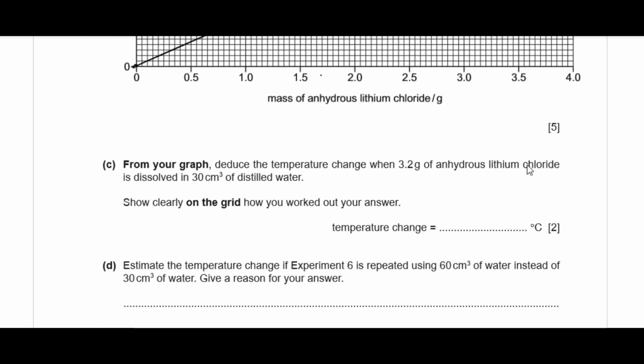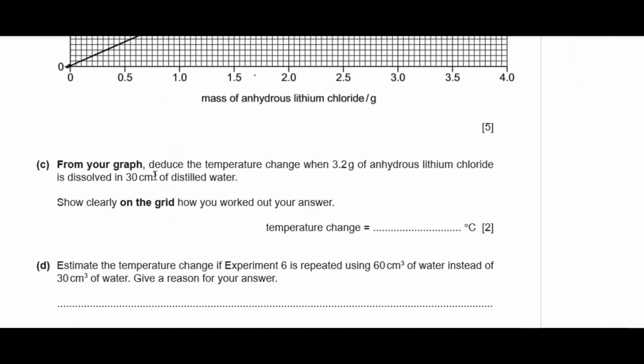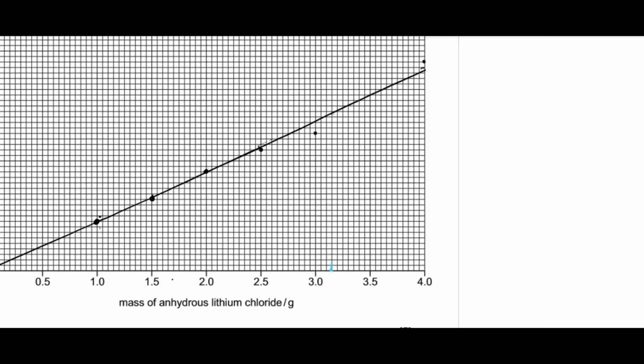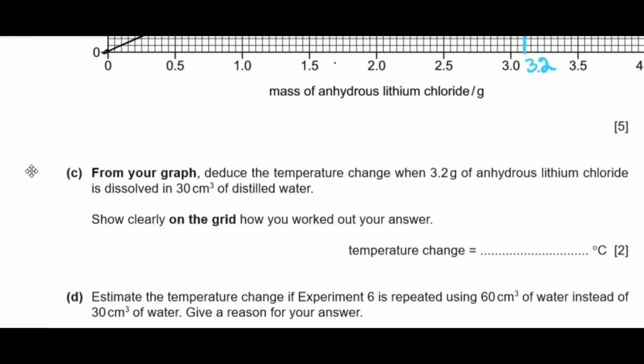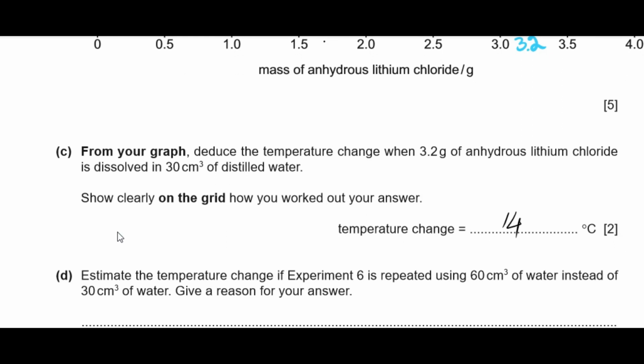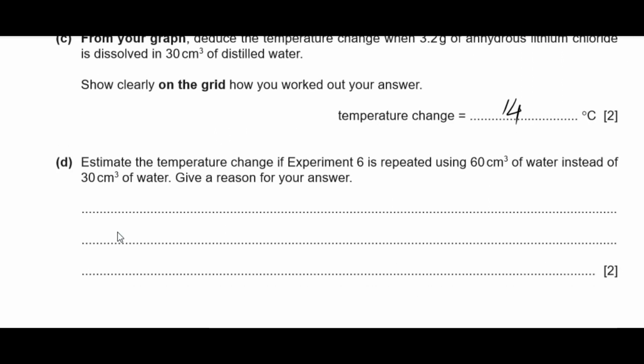After that we are given a question to calculate the temperature change for 3.2 gram of anhydrous lithium chloride. Using a scale, draw the line from 3.2 and now extend it to the left side to find out the temperature. Now find the temperature from there and you would see that it is 14 Celsius. That would be the answer for the first part of the question.